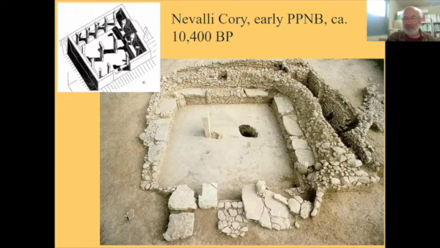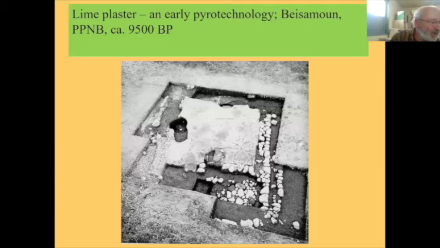Now, there are also new technologies, such as, for example, lime plaster. This comes from another place, but it's just an example. Lime plaster is the earliest pyrotechnology known in the Near East, and I guess in the world, if we consider large-scale industries, because pyrotechnology was used much earlier for many other purposes. There are also new technologies for blade production, mainly for sickle blades and for arrowheads, new types of grinding stones, new types of storage facilities, water control, and more.